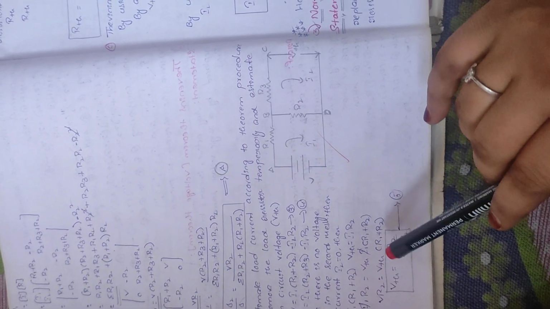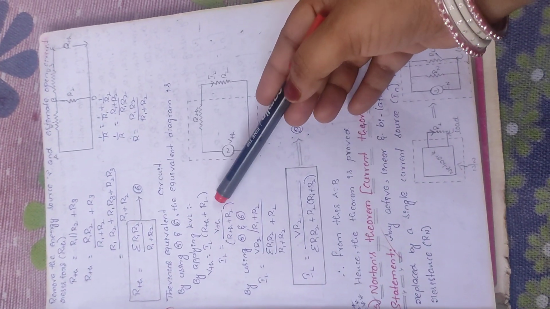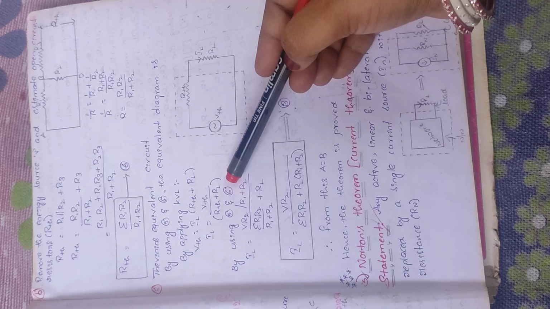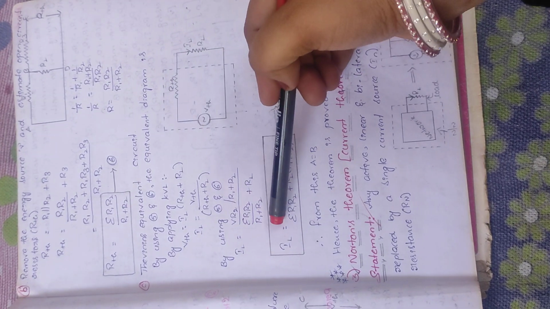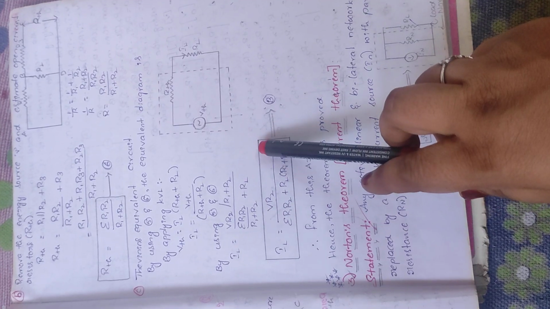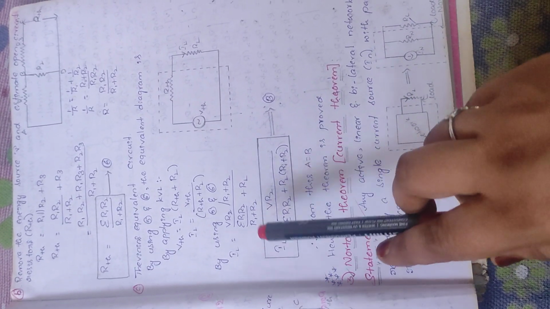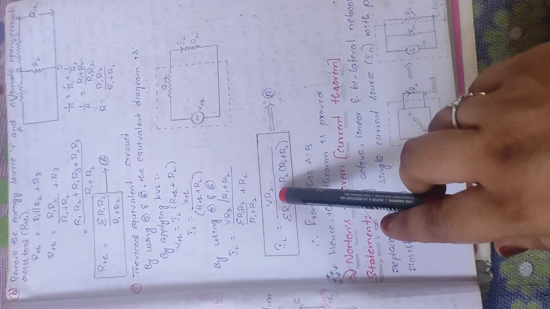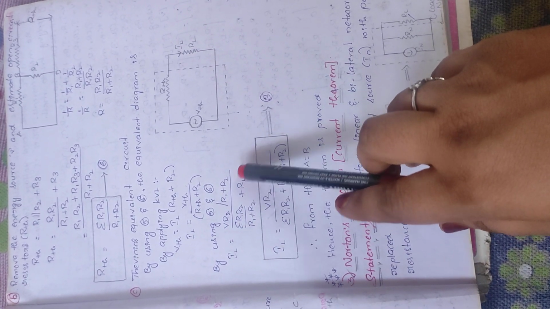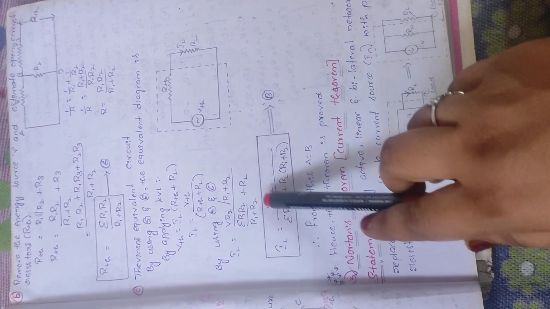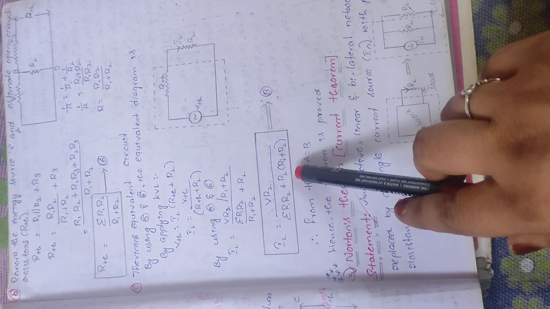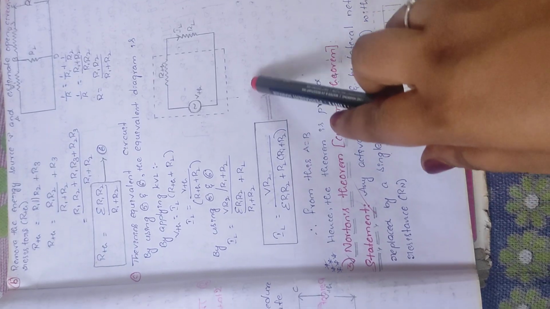By using equation 5, what is the value of V Thevenin's? V R2 by R1 plus R2, divided by R Thevenin's, which is sigma R1 R2 by R1 plus R2, plus RL. By solving this equation we get V R2 divided by sigma R1 R2 plus RL into R1 plus R2. The R1 plus R2 terms cancel. So we get V R2 by sigma R1 R2 plus RL into R1 plus R2. This is equation B.